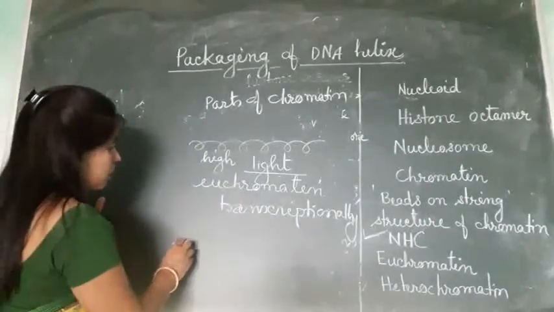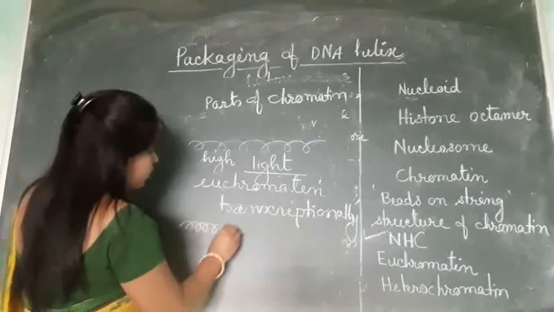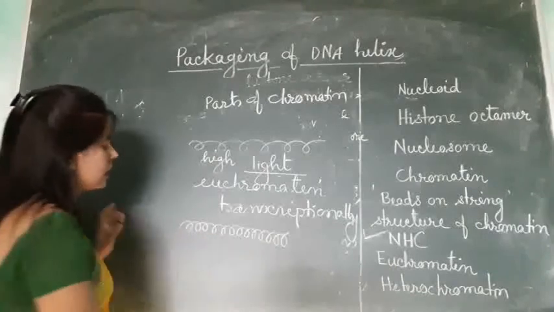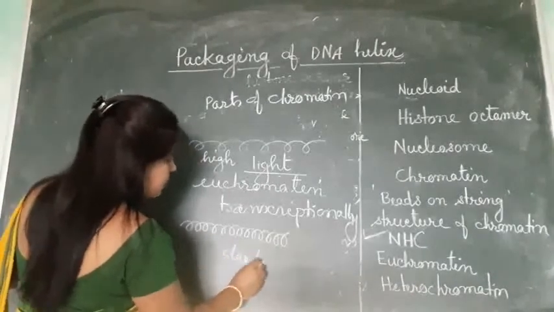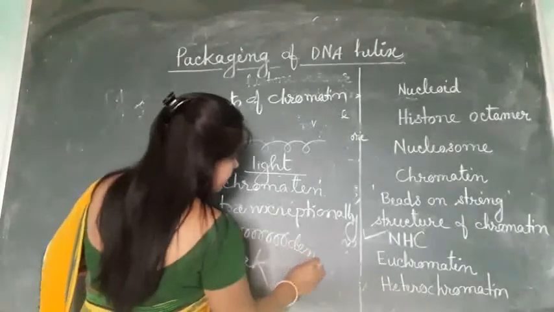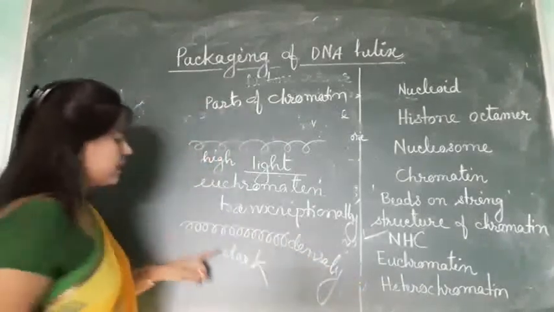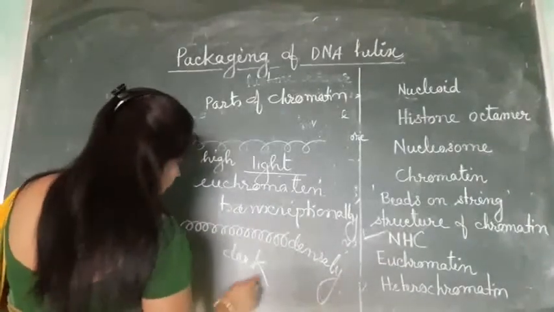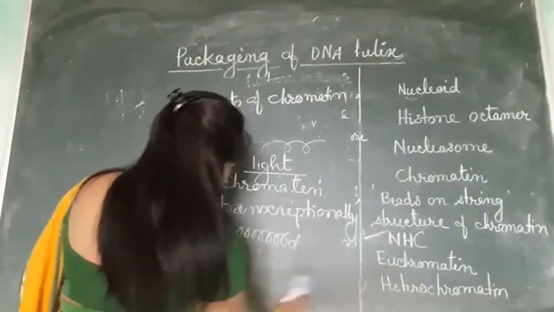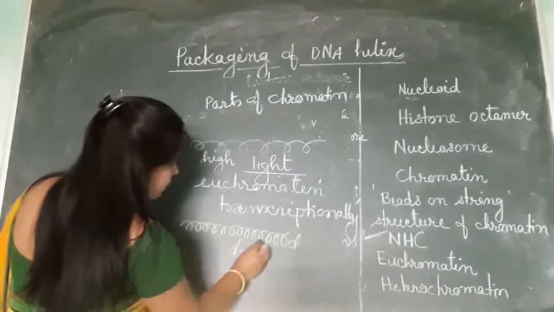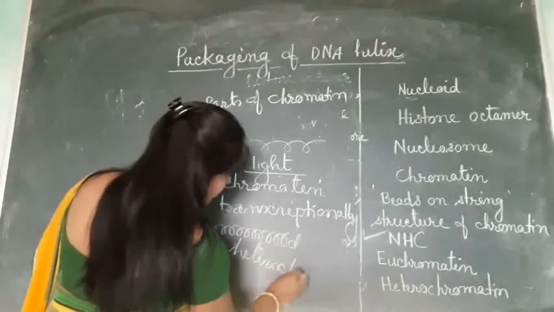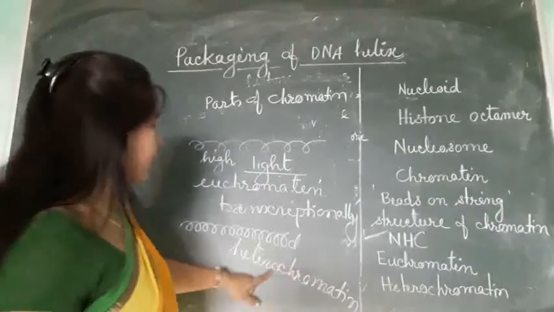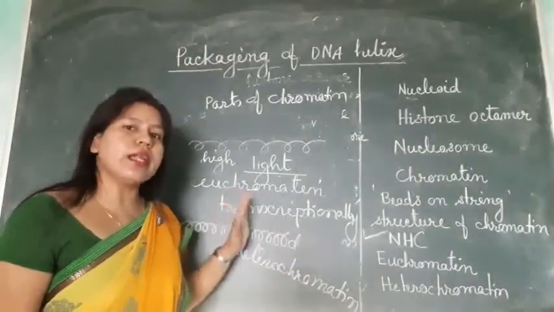Okay. Conversely, some other regions of chromatin are densely packed, and they take dark stain. Such regions of chromatin are called heterochromatin. And heterochromatins are transcriptionally less active or inactive chromatin.